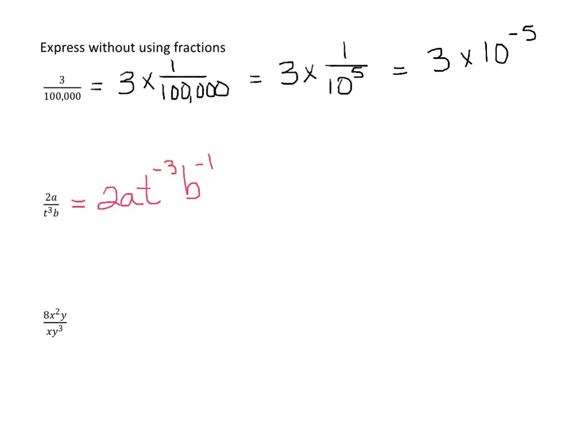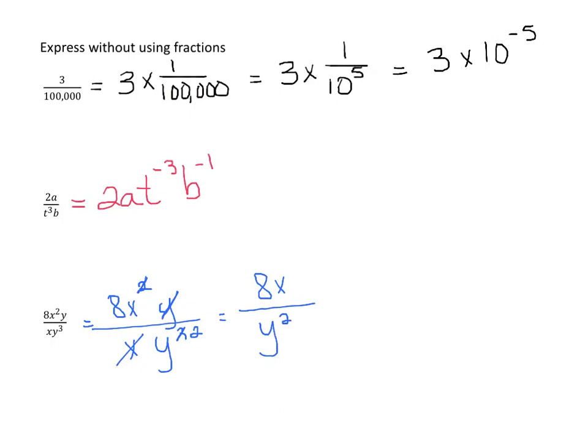On this last one, the first thing that I will do is simplify. Then I will remove all the fractions. So if I have 8x squared y over xy cubed, this will become x to the first. That will become y squared. And I have the numerator is 8x. The denominator is y squared. So I will have 8x y to the negative 2 power.